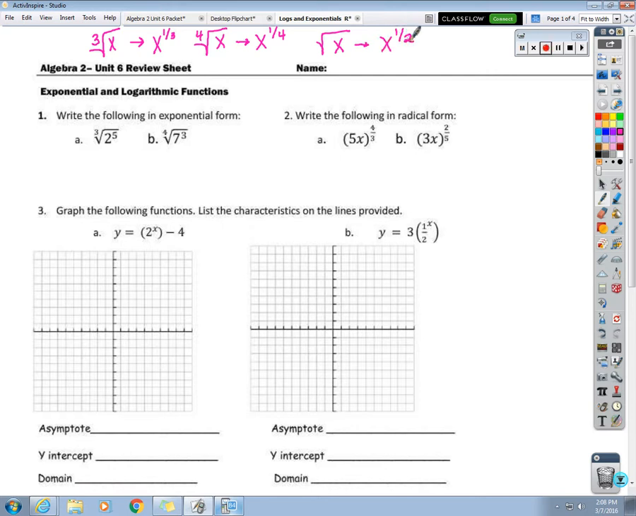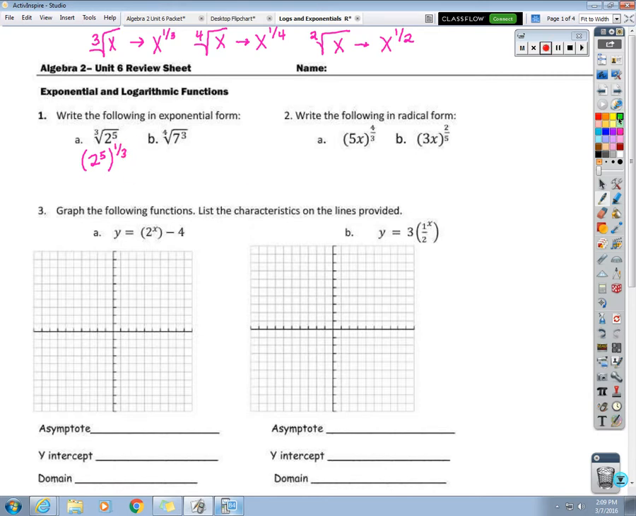Where did the 2 come from? Right, it's called the square root because there's an understood 2 there. Okay, so using that information, we're dealing with the cube root, but not of x, it's of 2 to the 5th power. So I'm going to take that 2 to the 5th power, but instead of cube rooting it, I'm going to raise it to the 1/3 power.